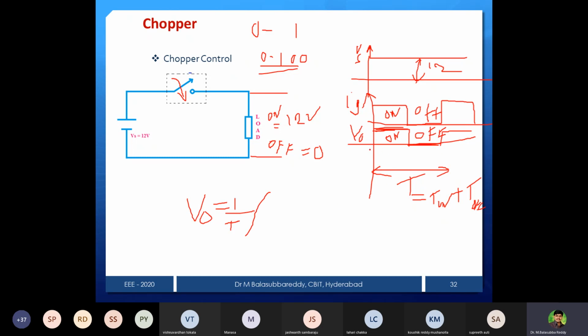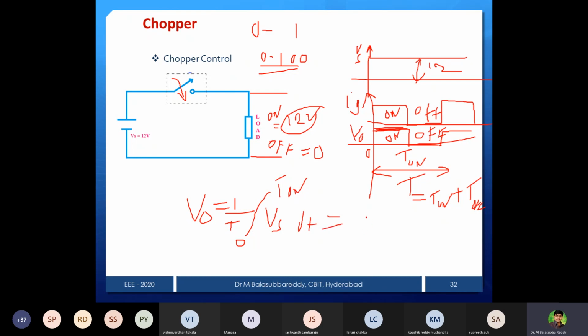What are the limits? This is 0. This is the T on period. And the rest is anyhow 0, no need. So 0 to T on. What is your output? Same as input, no? When the switch is on, the output is the same as the input. So what is the input? Vs into dt.